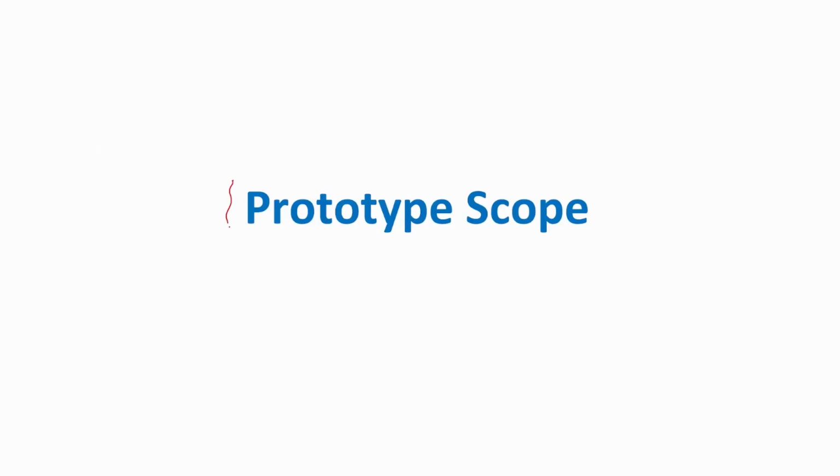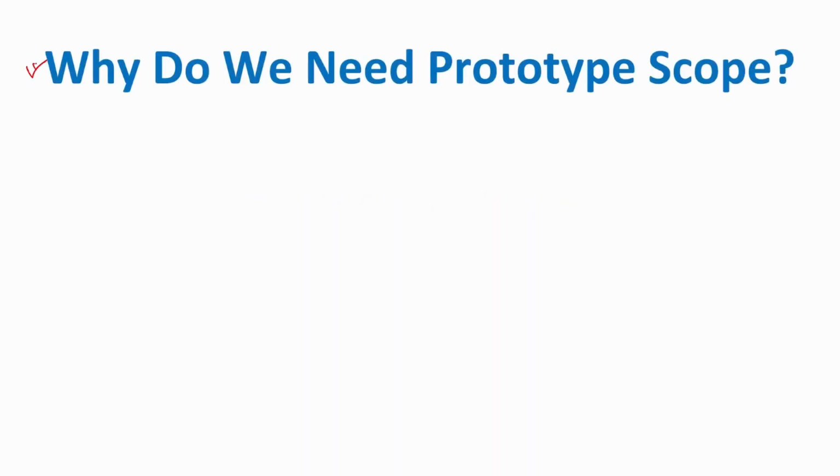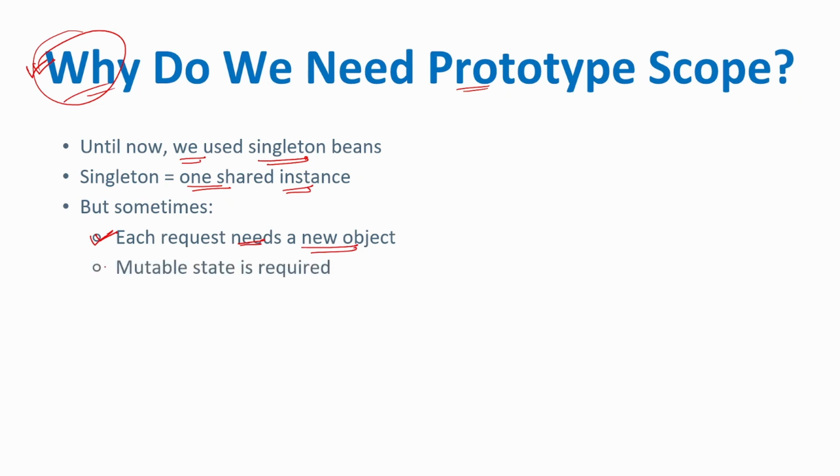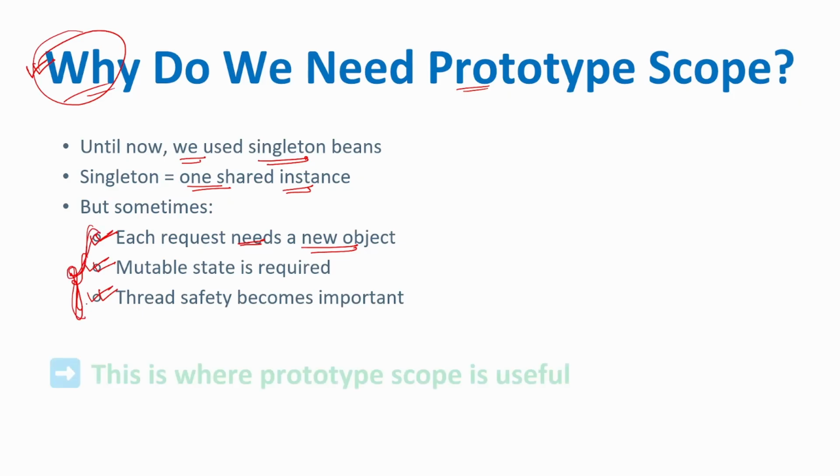Till now we have learned about the singleton scope. Now let's learn about prototype scope beans. Before that, let's understand why we need prototype scope. Until now we have used singleton beans, where there is only one shared instance of the bean, shared everywhere. But sometimes each request needs a new object, mutable state is required, and thread safety becomes important. With singleton scope, these requirements cannot be fulfilled. This is where prototype scope is useful.